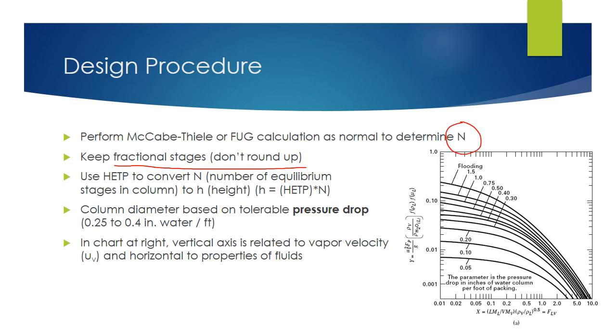So just keep the fraction, and if you have to estimate from a graph, just do your best. It'll be okay. Then use HETP to convert to the height of the column. So the height is equal to HETP times the number of stages. And it's just that simple. So that would tell you the height that's required.